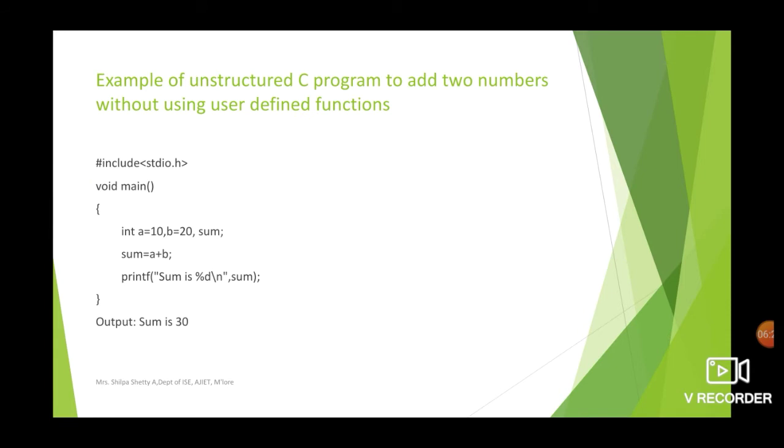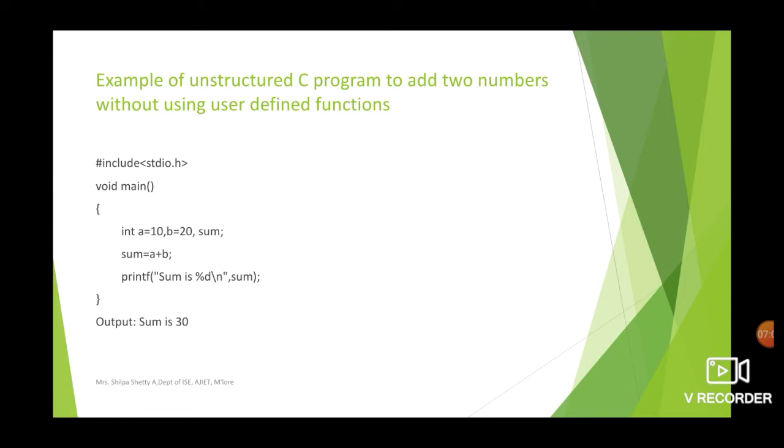So here is an example of an unstructured C program to add two numbers without using user-defined functions. Whenever we say unstructured, it means we are not using any user-defined functions. So here let us discuss a function to add two numbers. #include <stdio.h>. Now you know why we use it: we are using the printf and scanf functions, which are built-in functions provided by the C compiler, and these functions are defined inside stdio.h. So we need to include this header file.